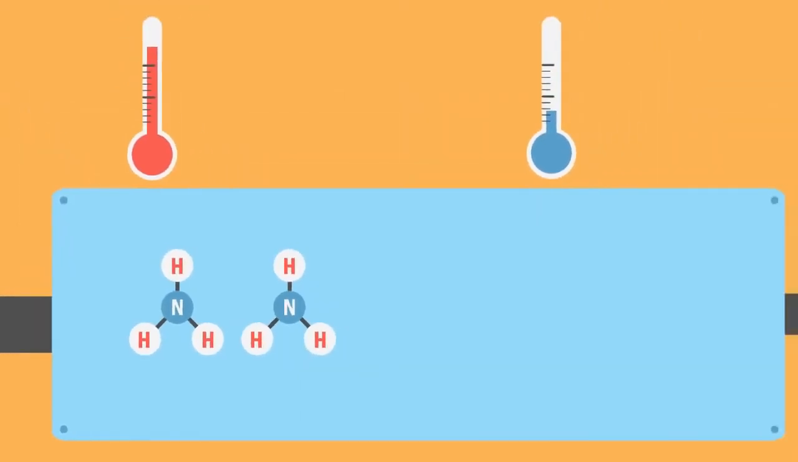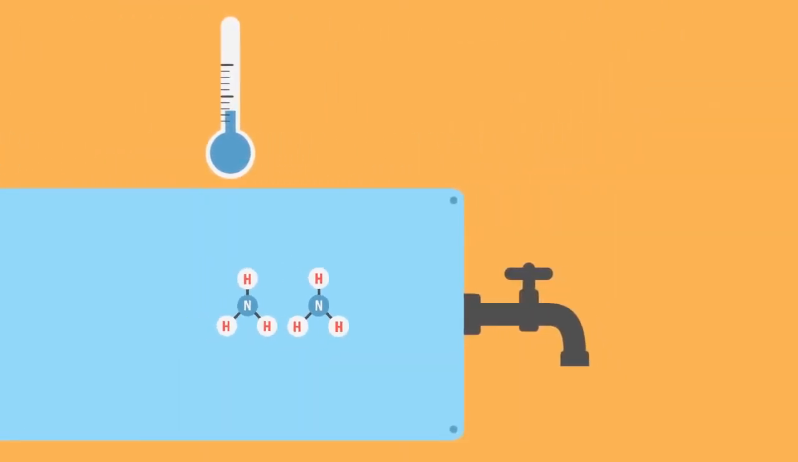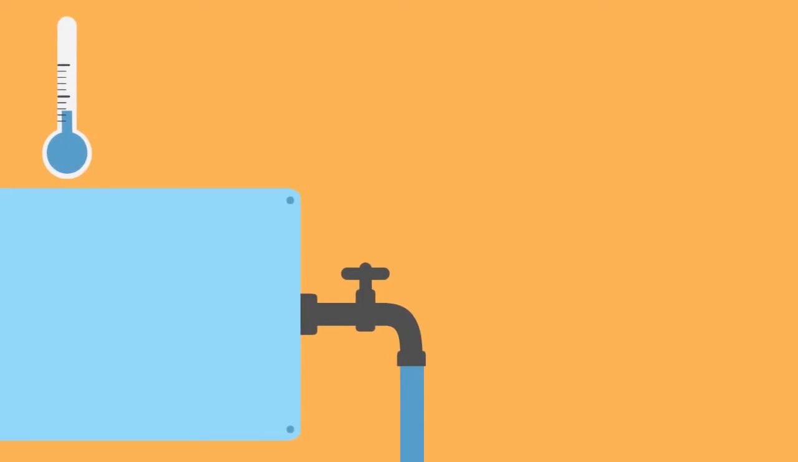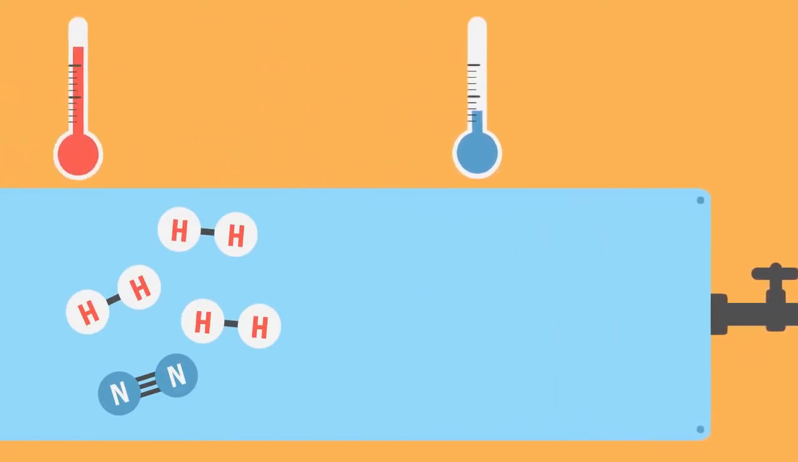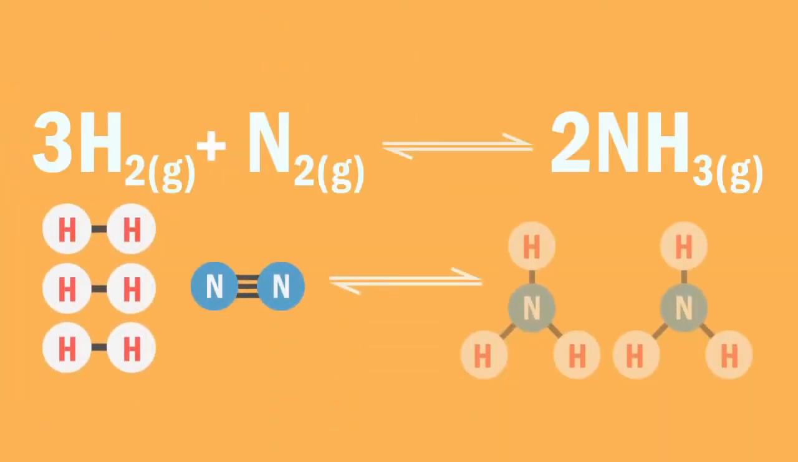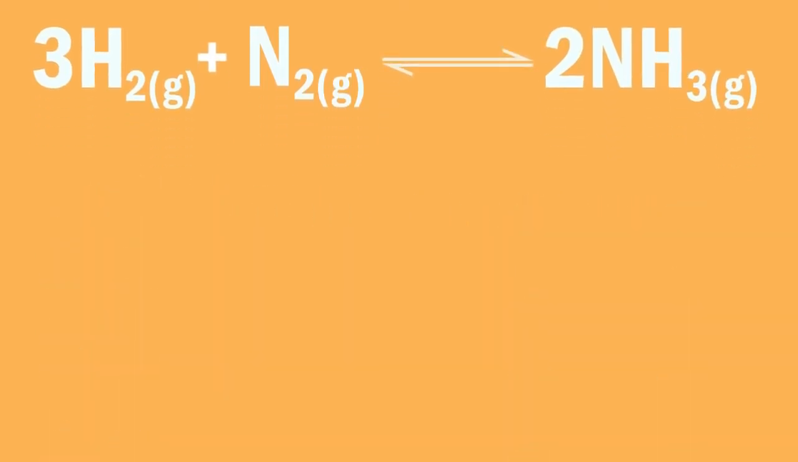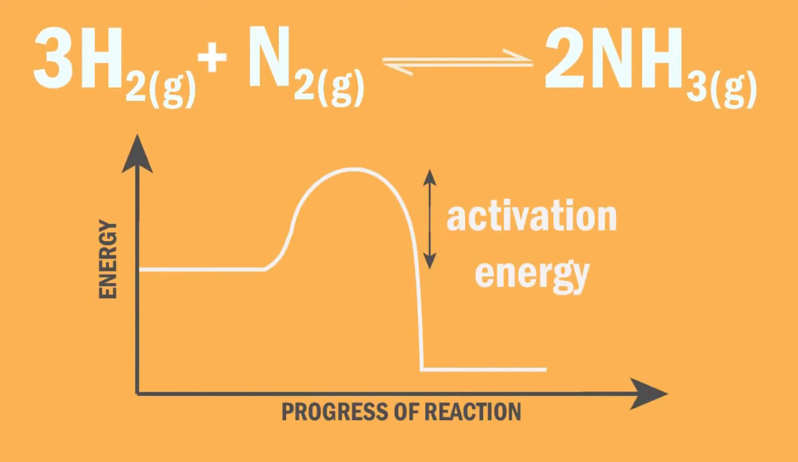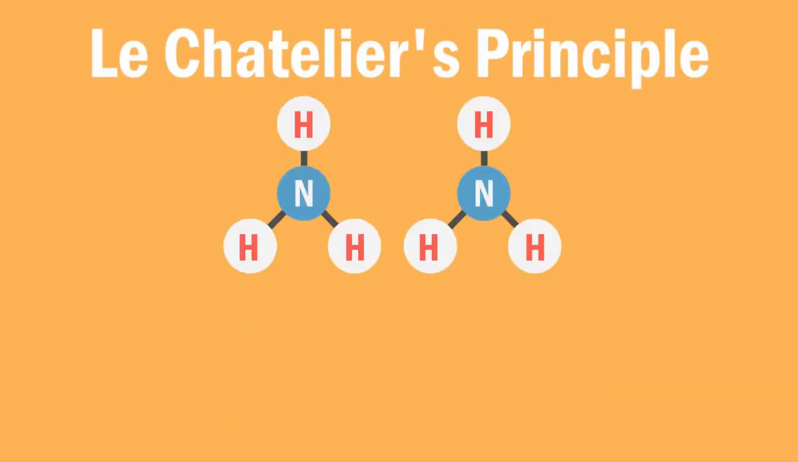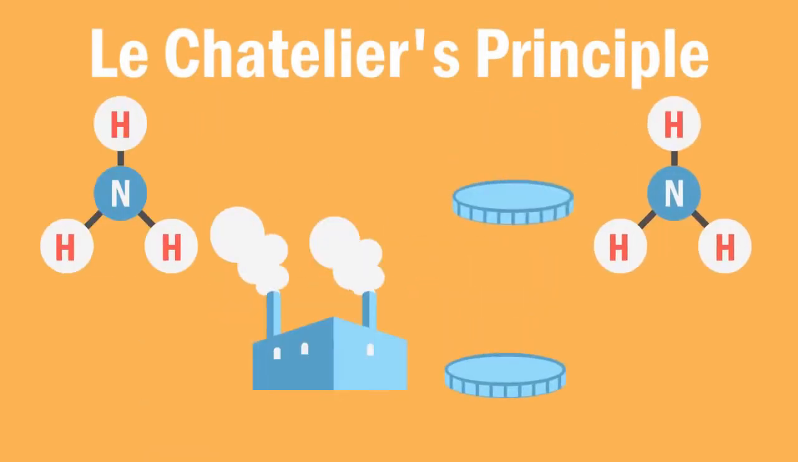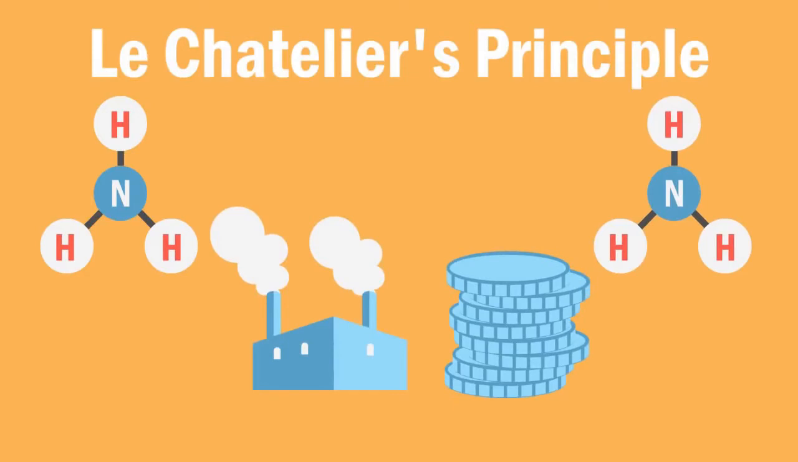These gases are then cooled down and ammonia is liquefied, ready to be tapped off. Unused hydrogen and nitrogen are recycled back to the reactor. Let's revisit this reaction again. Note that this is a reversible reaction and that the forward reaction is exothermic. The Haber process uses Le Chatelier's principle to maximize ammonia production while keeping operating and production costs in mind.